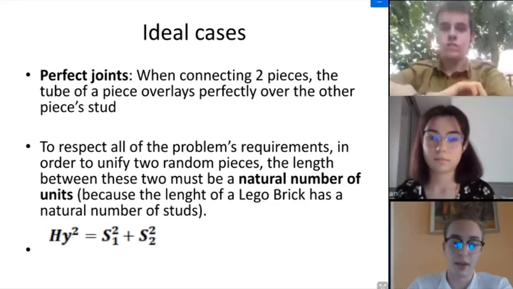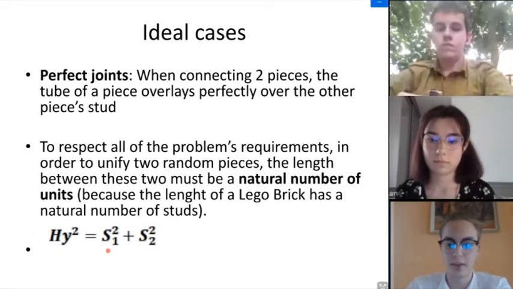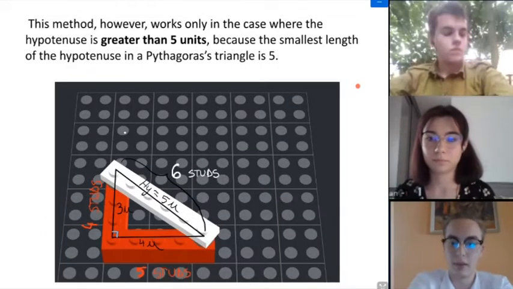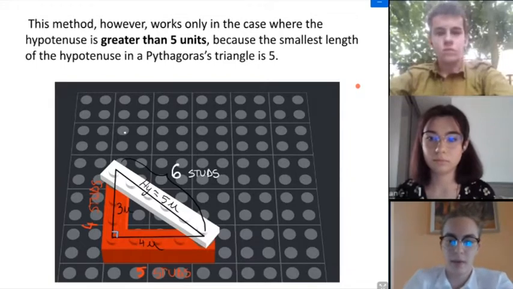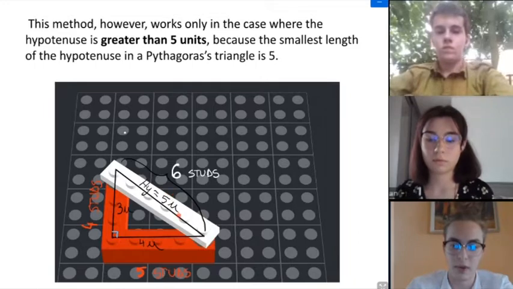The first way to get an ideal case is by using Pythagoras theorem, which we all know. It's side 1 squared plus side 2 squared equals hypotenuse squared. Now, keep in mind that this only works when the hypotenuse is of 5 units or more. This is because the smallest Pythagorean numbers are 3, 4, and 5.